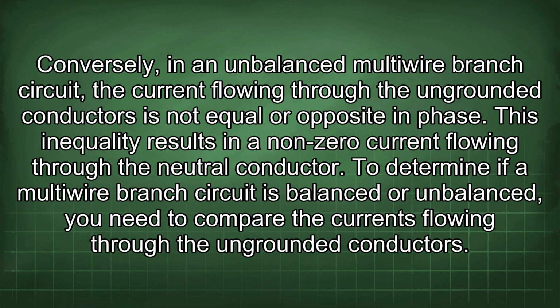Conversely, in an unbalanced multi-wire branch circuit, the current flowing through the ungrounded conductors is not equal or opposite in phase. This inequality results in a non-zero current flowing through the neutral conductor.